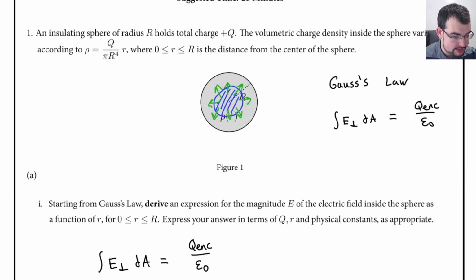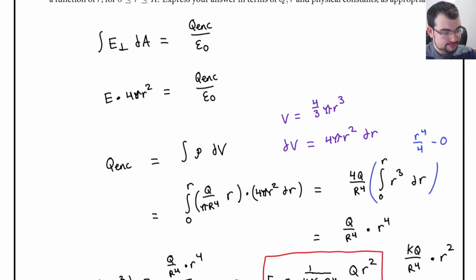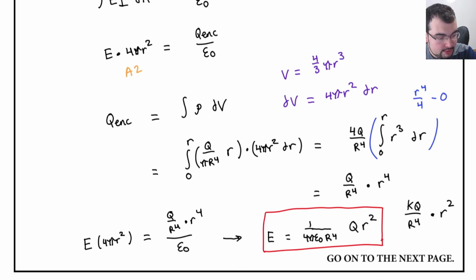So there was no scaffolding here, so this was a 5-point derivation. Did you use Gauss's law with more than one step? Then you got A1. Did you use a Gaussian sphere? Then you got A2. Did you use the relationship Q enclosed equals rho dV and make an attempt to do that? Did you correctly find the enclosed charge? And then did you do a consistent substitution into Gauss's law to find the final answer? That's A5. So if you messed up your charge density integral, you might have gotten A1, 2, 3, and 5.